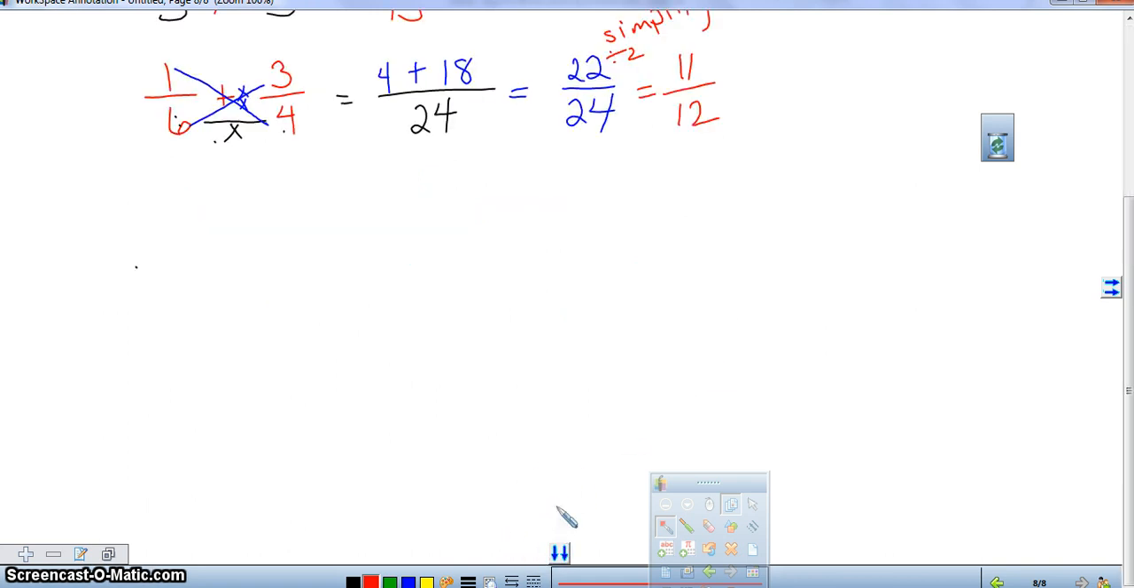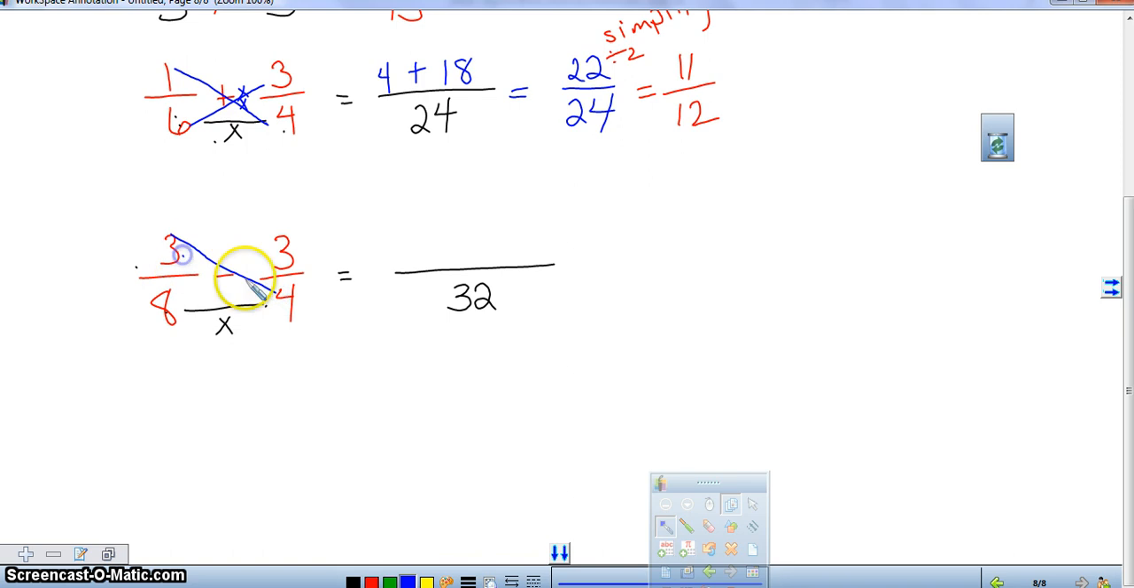Okay, let's try one with subtracting. 3 over 8 minus 3 over 4. It's the same thing. The denominators are different, so I have to multiply. 8 times 4 is 32. Then you always do this diagonal first. 3 times 4 is 12 minus 8 times 3 is 24.